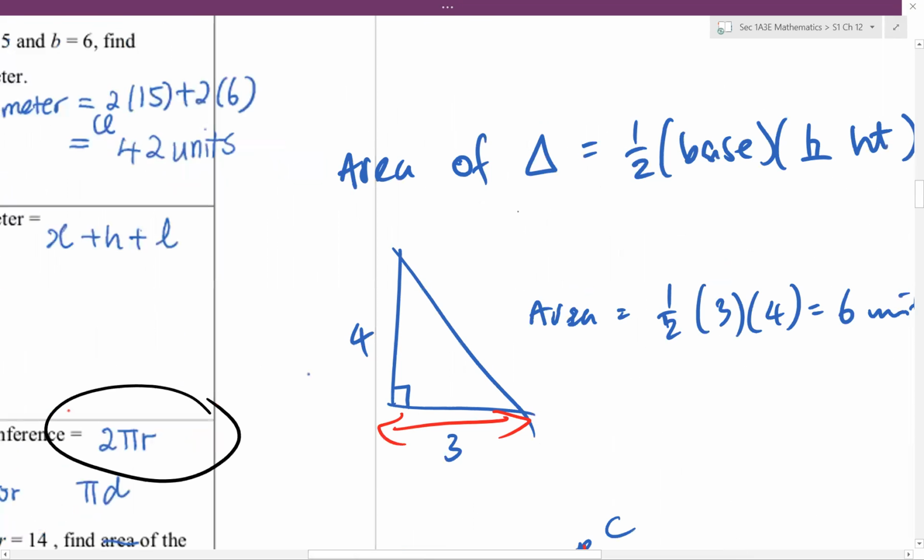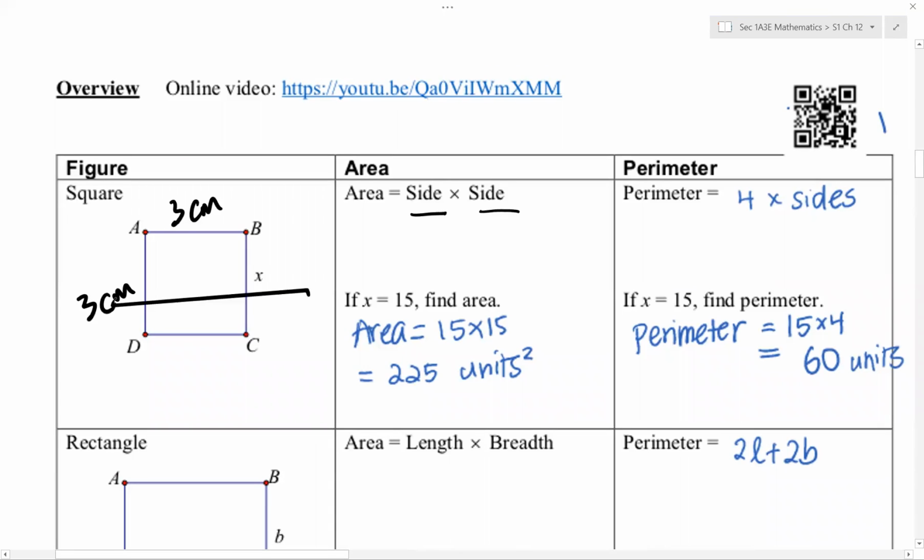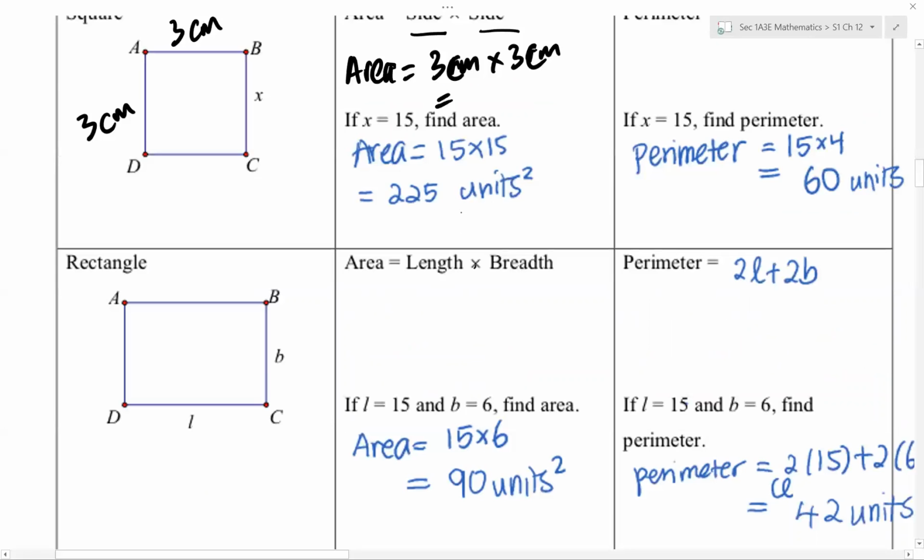Side times side. If one side is 3 cm, the other side is 3 cm as well. When you multiply them together, you get area equals 3 cm times 3 cm. This is me putting down all the units. Treat it like algebra. 3 times 3 gives us 9. Cm times cm gives us square centimeters. Okay? Same thing for your rectangle.